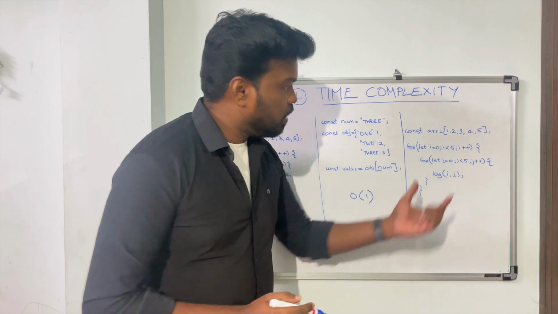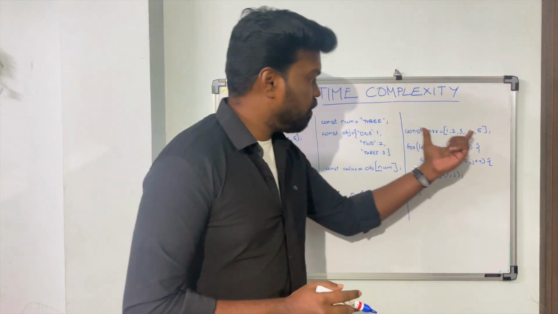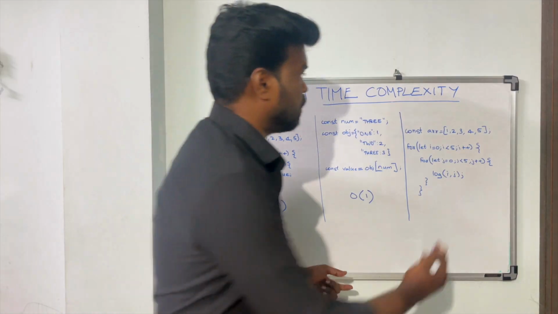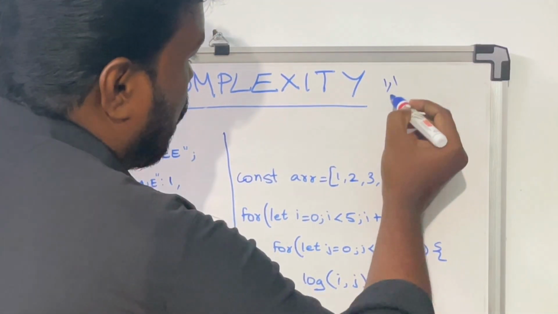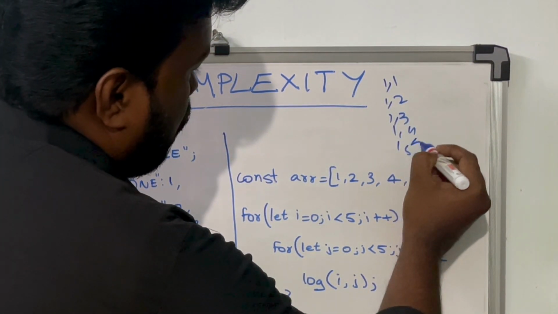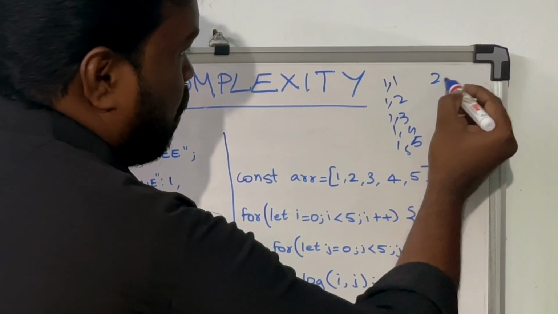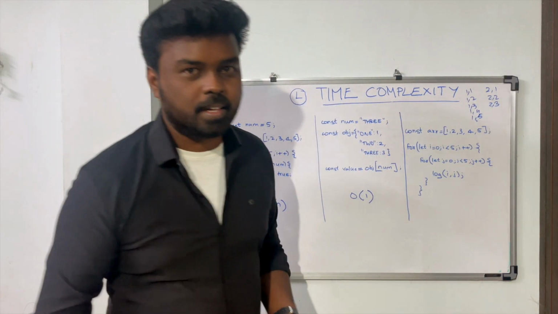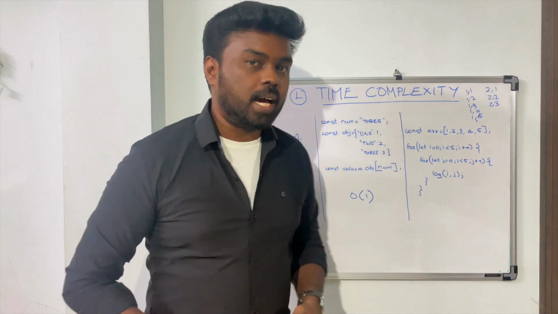And let's go for the third example. In this example, we have an array, but in this case, we want to print all the pairs in the array. Let's say you have an array of 1, 2, 3, 4, and 5, we want to print all the pairs, something like this. Say we want to print 1, 1, 1, 2, 1, 3, 1, 4, 1, 5. And also we want to print 2, 1, 2, 2, 2, 3, and so on, right? So we want to print all the pairs in the array.